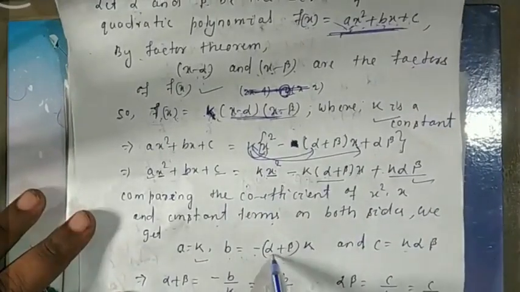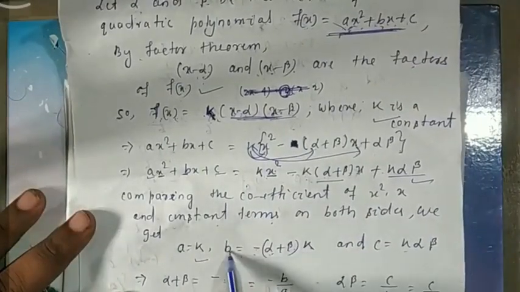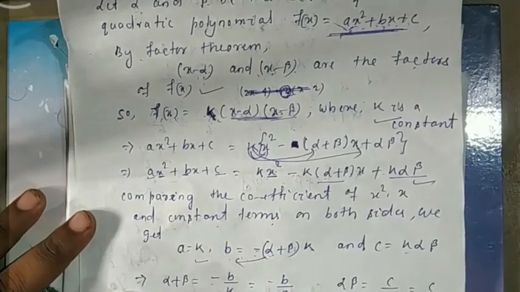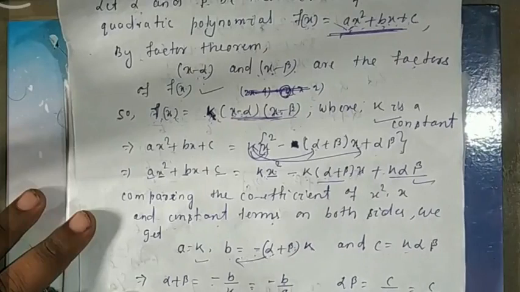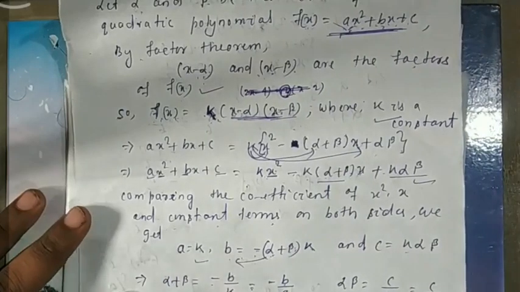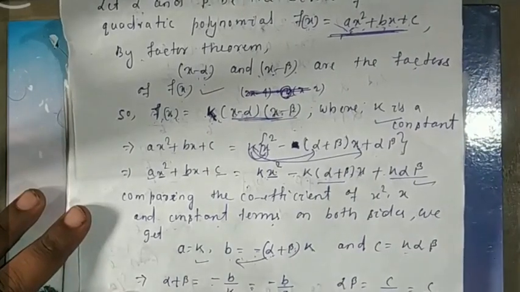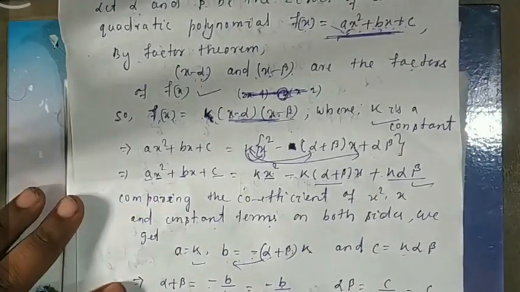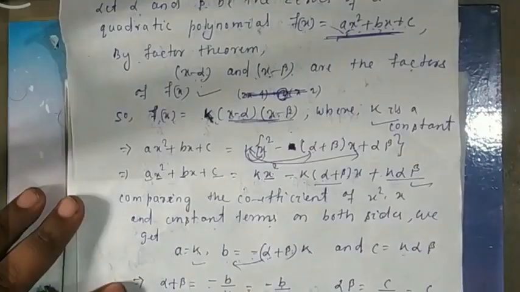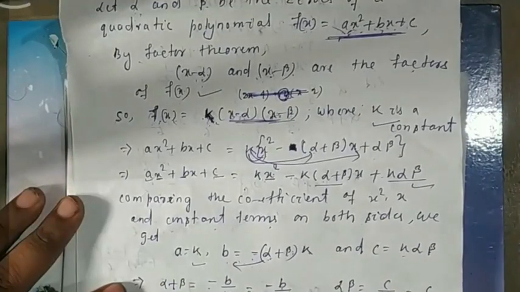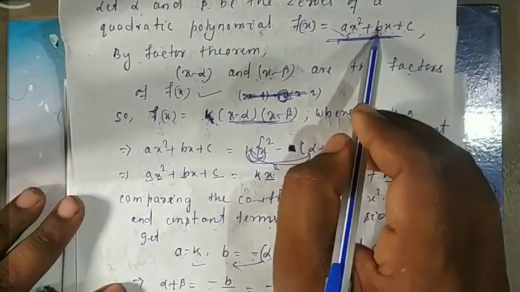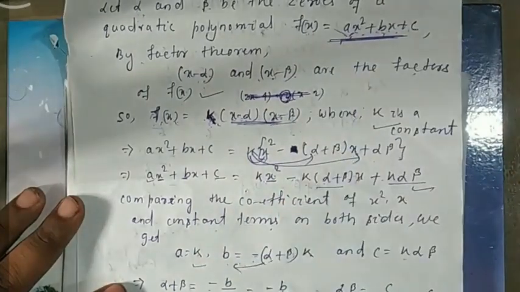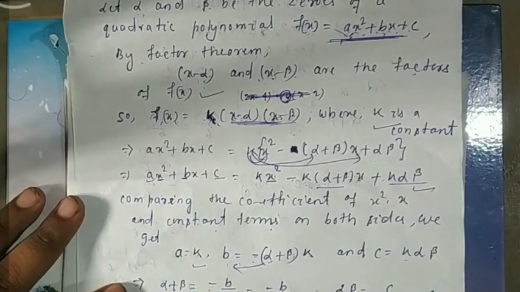So alpha plus beta is equal to minus b by k, you can bring k to this side, and in place of k you can write a, so alpha plus beta is equal to minus b by a. That is, alpha plus beta is equal to minus, what is b here? b means the coefficient of x, and a means what? The coefficient of x square, so I wrote coefficient of x divided by coefficient of x square.